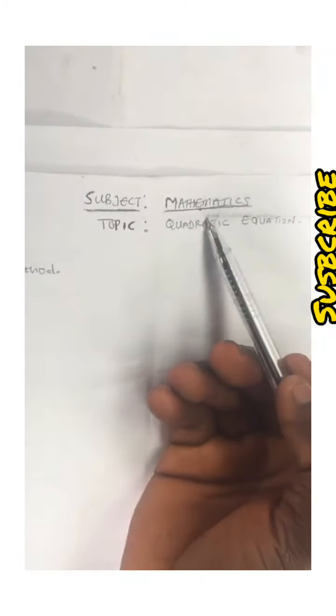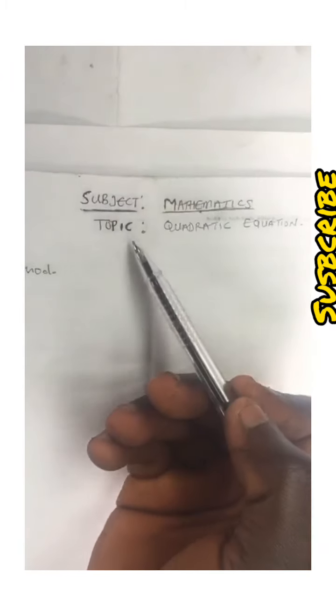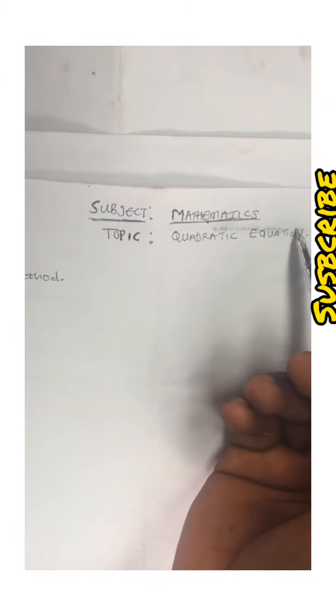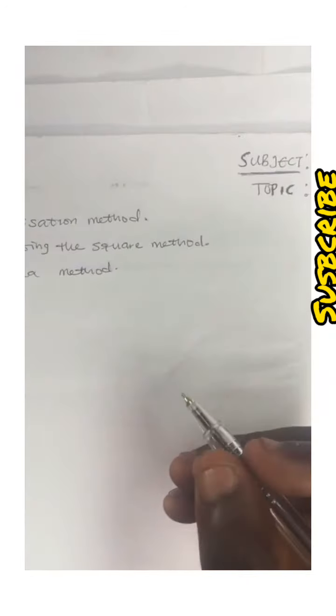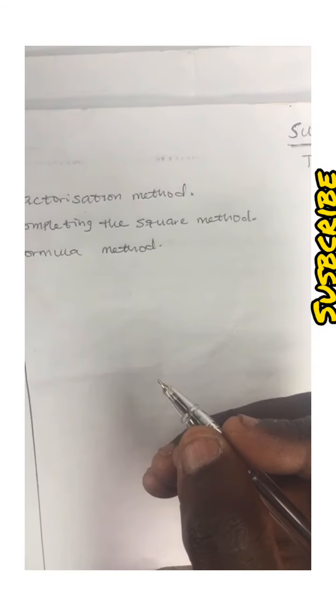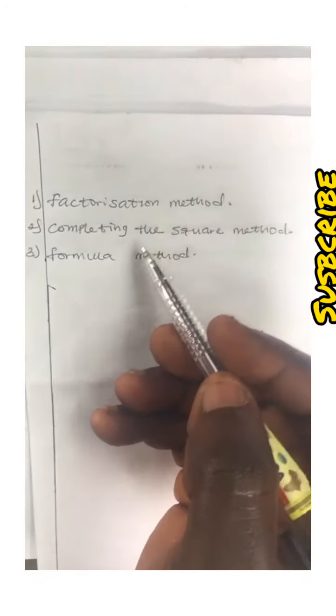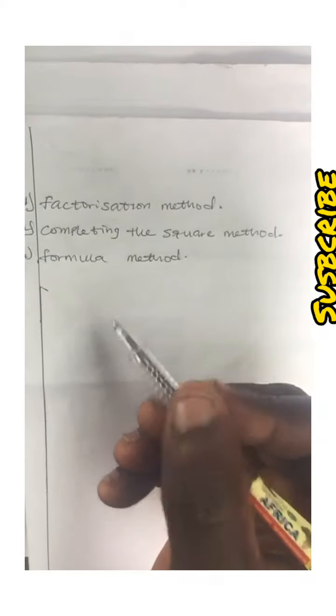The subject I'll be taking a look at today is mathematics, and the topic is quadratic equations. Now, we have three methods of solving quadratic equations. The first one is the factorization method, the second one is the completing the square method, and the third one is the formula method. I'll be teaching you how to know which method you are to use, either factorization, completing the square, or the formula method.